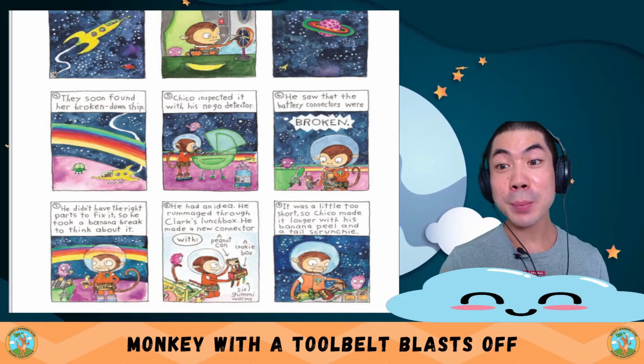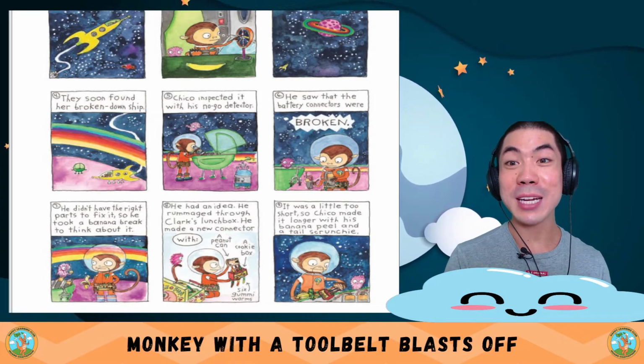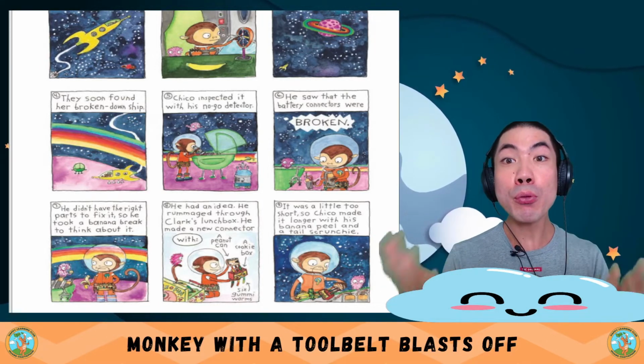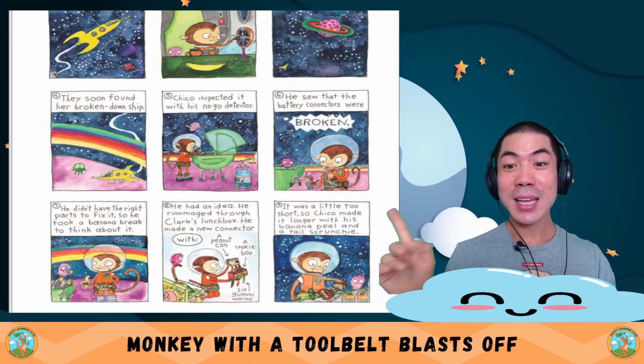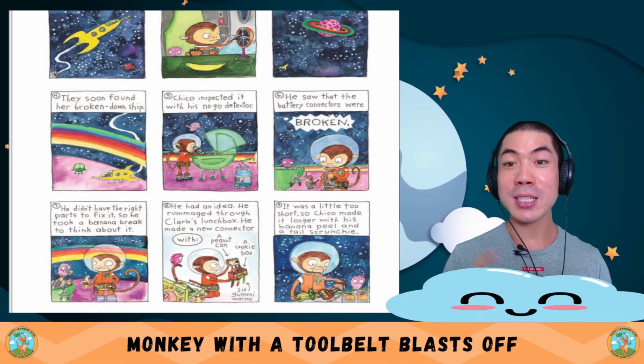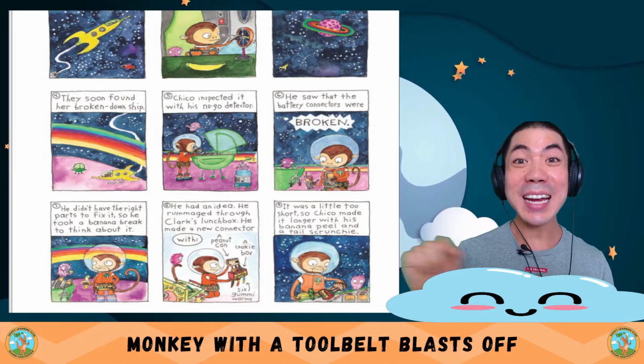Fifth, Chico inspected it with his no-go detector. Sixth, he saw the battery connectors were broken. Seventh, he didn't have the right parts to fix it, so he took a banana break to think about it. Eighth, he had an idea.